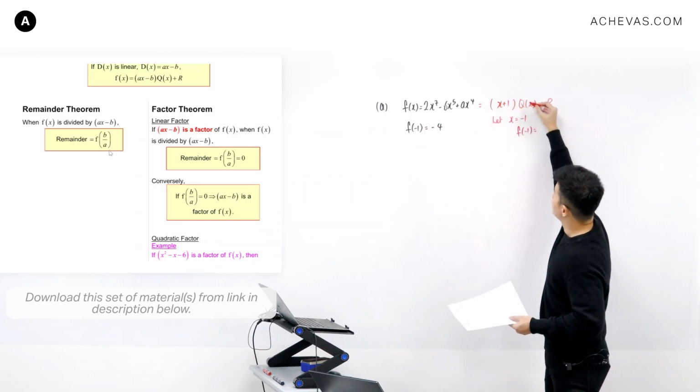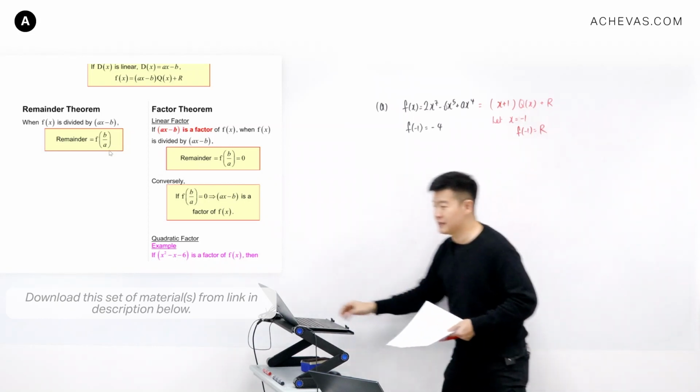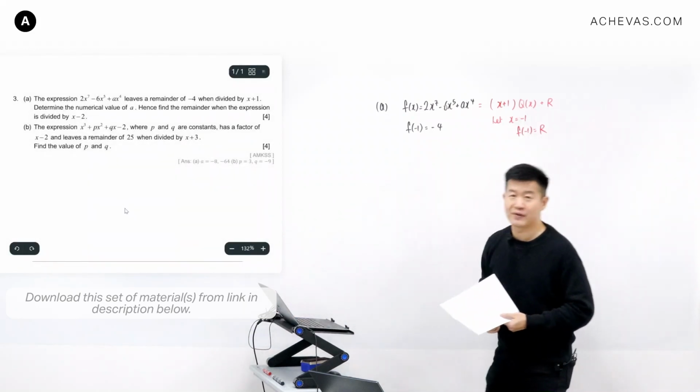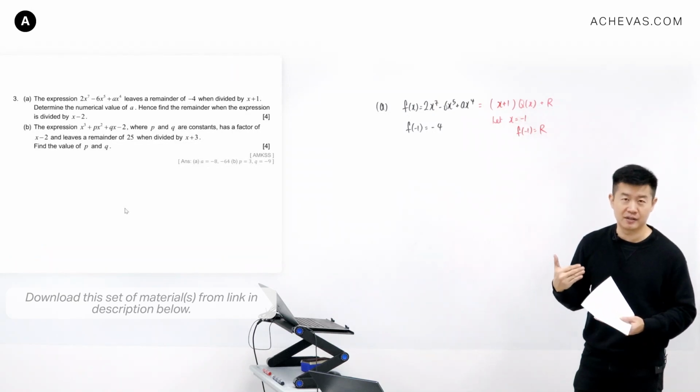And on the right hand side, this will disappear. This will give me the remainder. So according to what this question says, the remainder is equal to minus 4 when it is divided by x plus 1. We're going to just simply apply the remainder theorem.